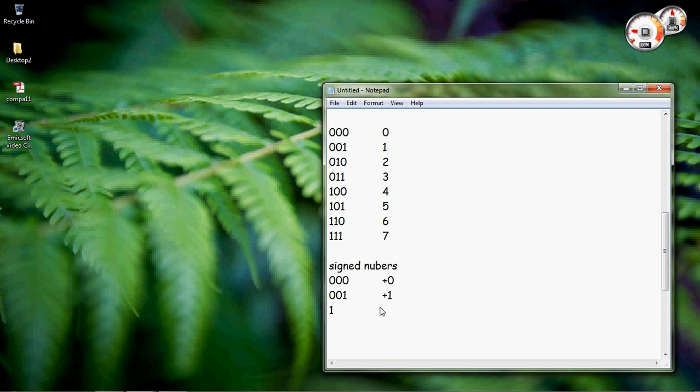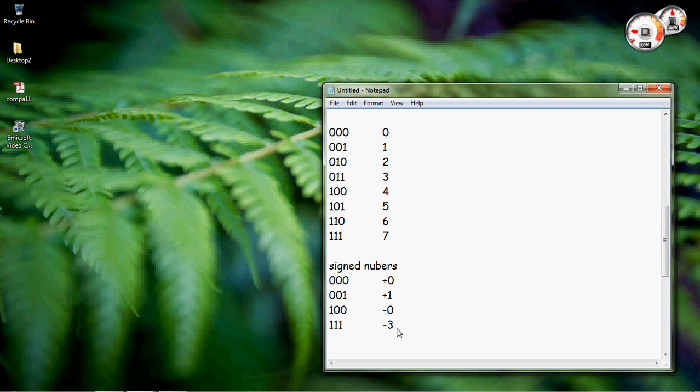If the first digit is 1, then the number is negative, and the remaining two digits will represent the actual value of the number. So this 1 represents the negative sign, and these two zeros will represent the value 0. So 111 will represent the value -3, because this one corresponds to the minus sign, and these two ones correspond to the value 3. So in this system, I will show you here.